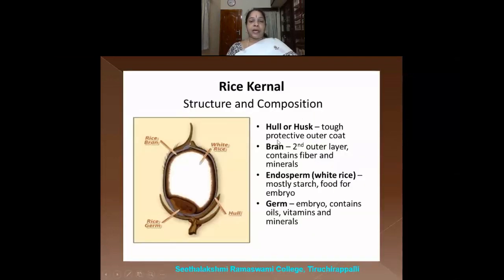So the hull or the husk, it is the protective outer coat. The bran is present below the hull or the husk, and it contains fiber and minerals. And we have the endosperm. This is the endosperm, the innermost portion. This is mostly made of starch, and there is an embryo. This is the embryo or the germ. It contains the vitamins, minerals, and the oils.